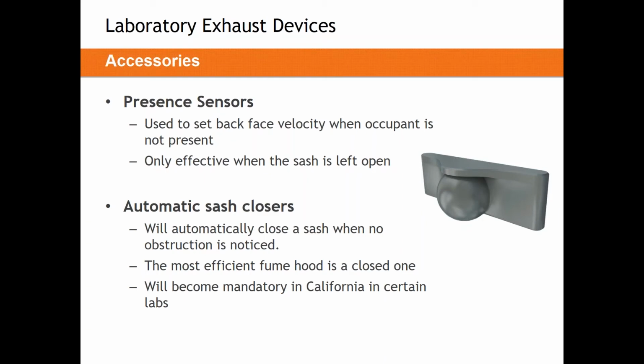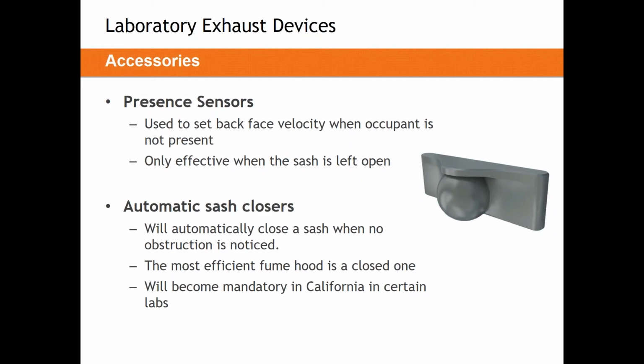Some facilities will like to use presence sensors. If you have poor sash management, meaning a researcher uses a fume hood and then walks away from it and leaves it open all night, a presence sensor can be one effective device to save you some energy. Meaning, instead of 100 feet per minute, it might be safely operated at 60 feet per minute. We can use a presence sensor to set that fume hood control back. However, this is only effective when the sash is open.